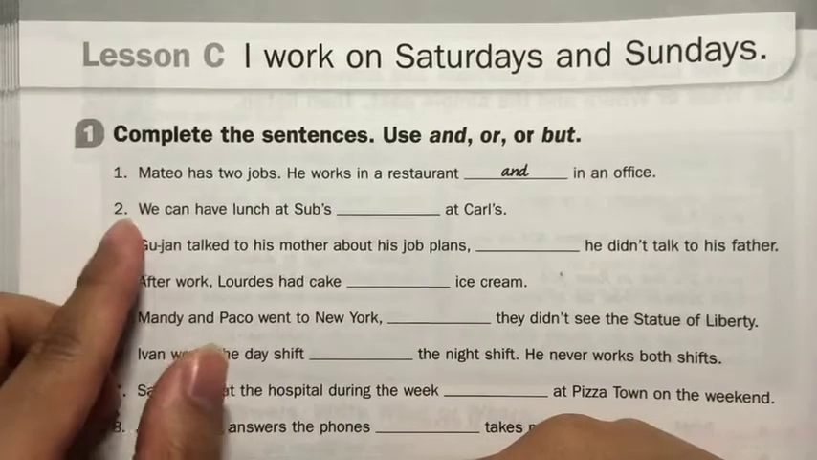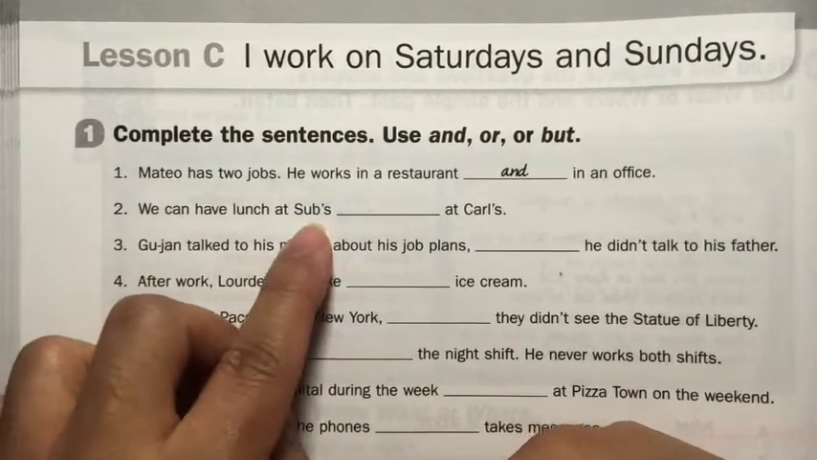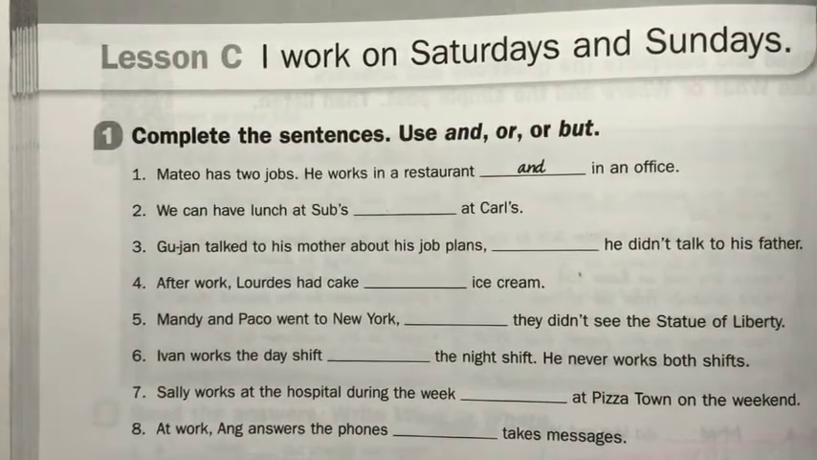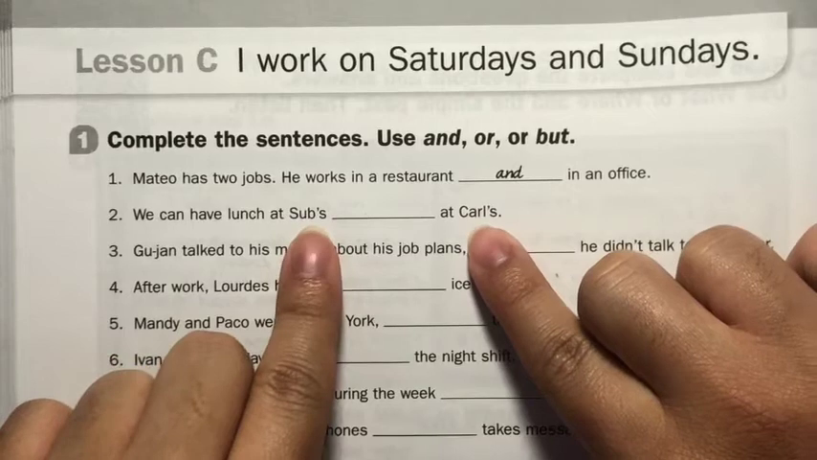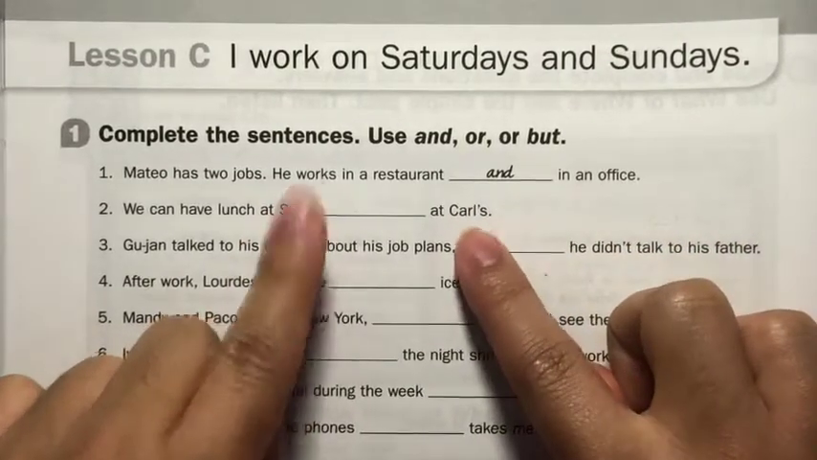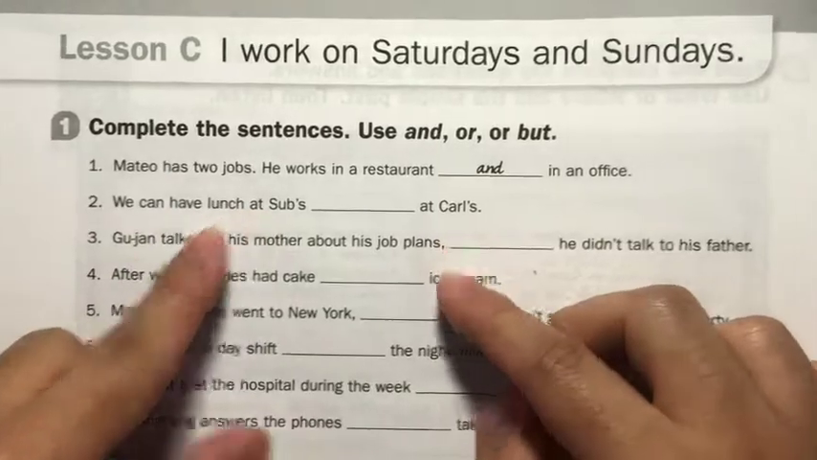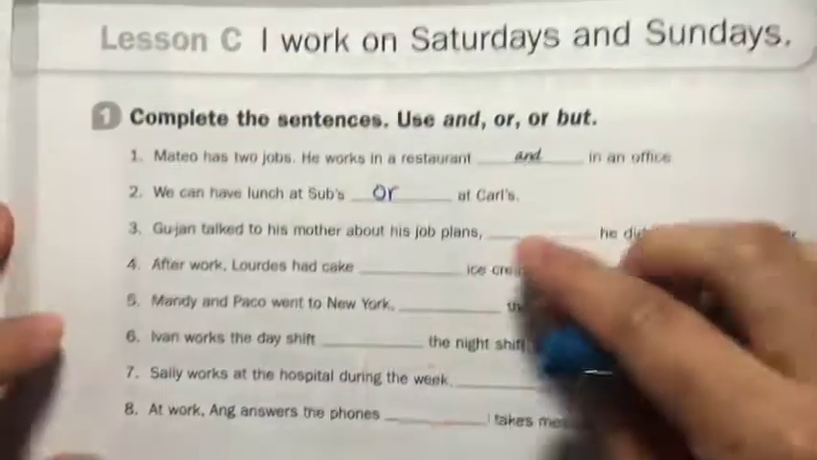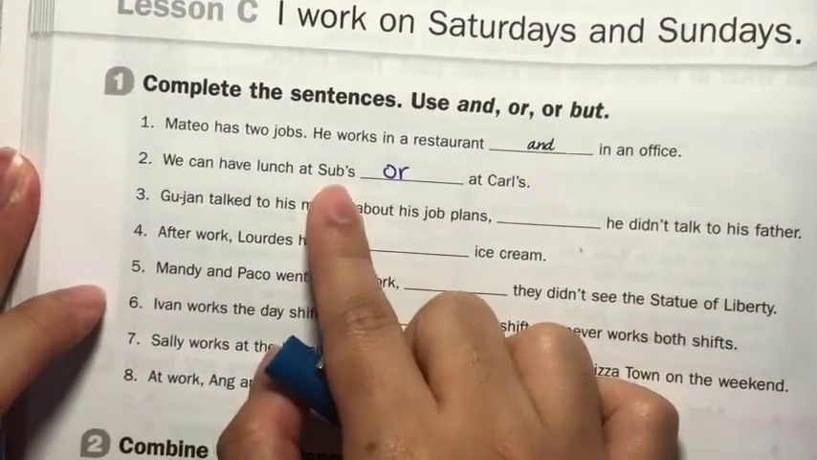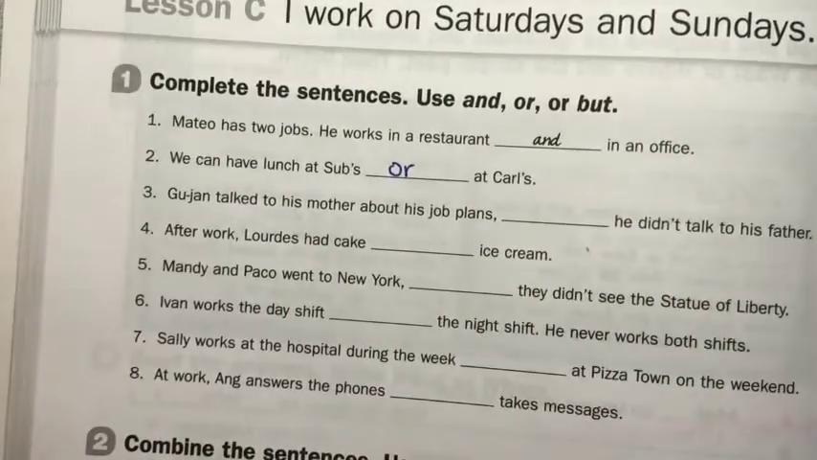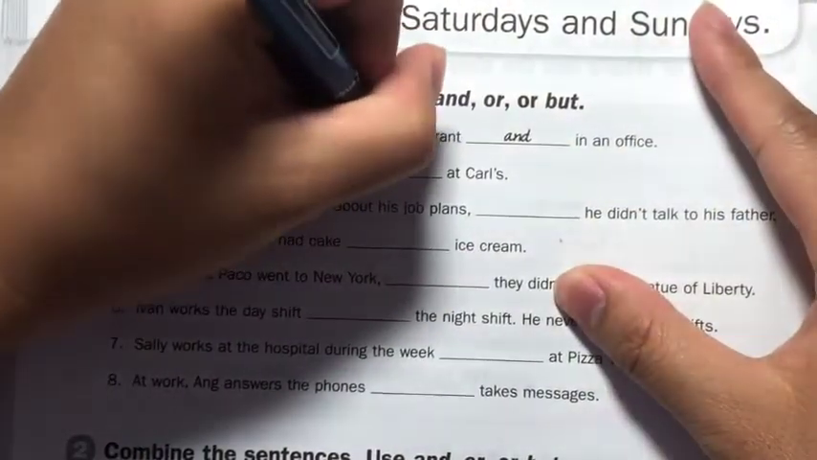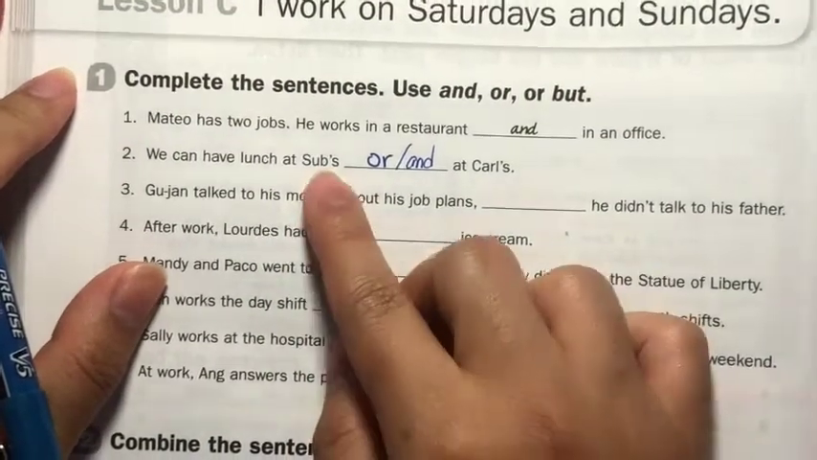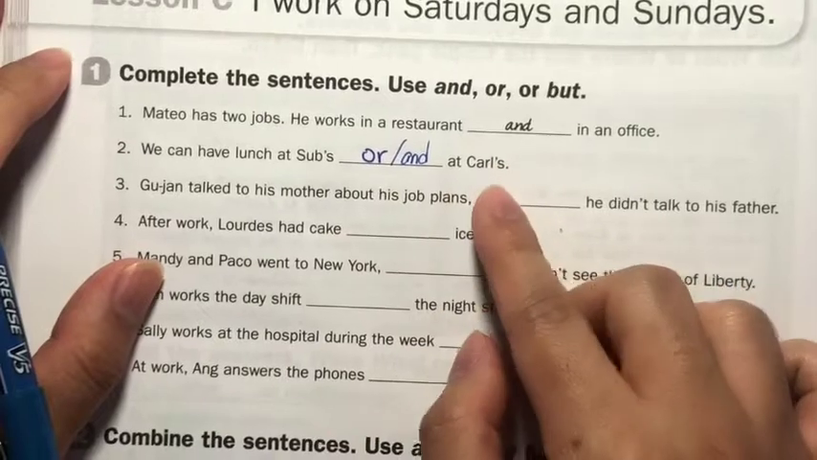Number 2, we can have lunch at Subs blank at Carl's. Okay, so these are the names of restaurants. These are two different restaurants. But because we are going to have lunch, I'm going to say or. So now we only choose one. We choose Subs or we choose Carl's. But I also really like eating a lot, so I'm going to say and. Because, I don't know, maybe I want to eat lunch 2 times. I eat lunch 2 times. So I want lunch at Subs and at Carl's.